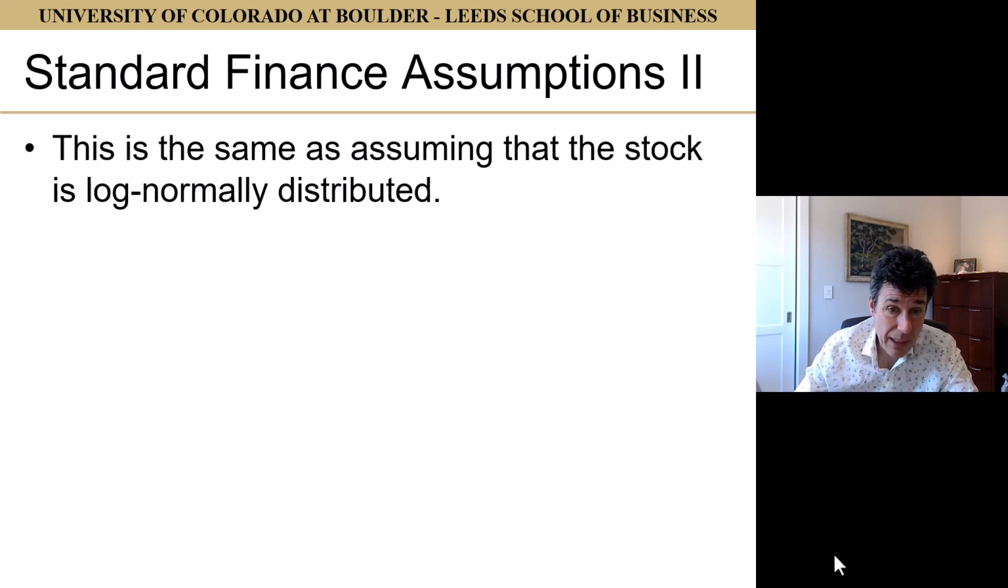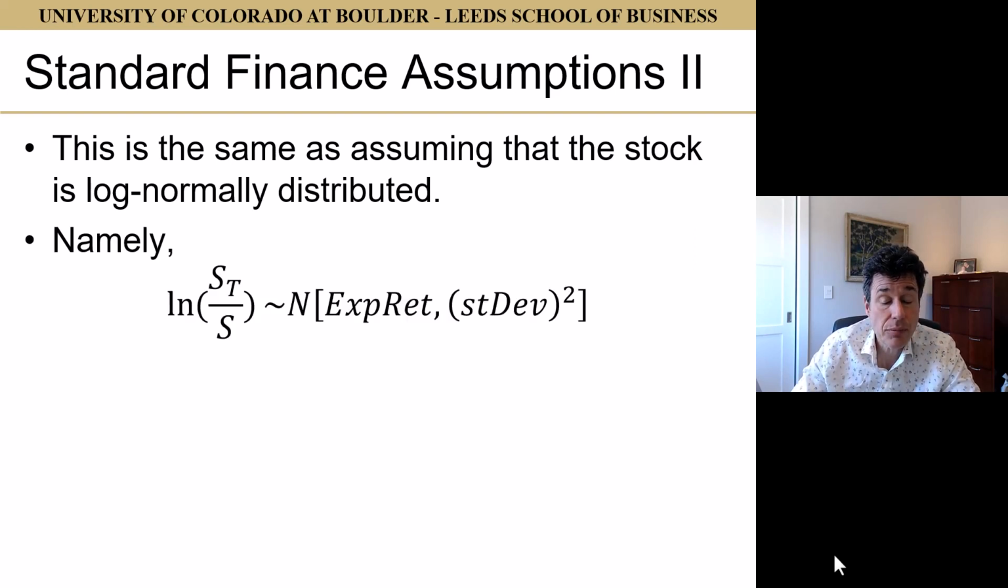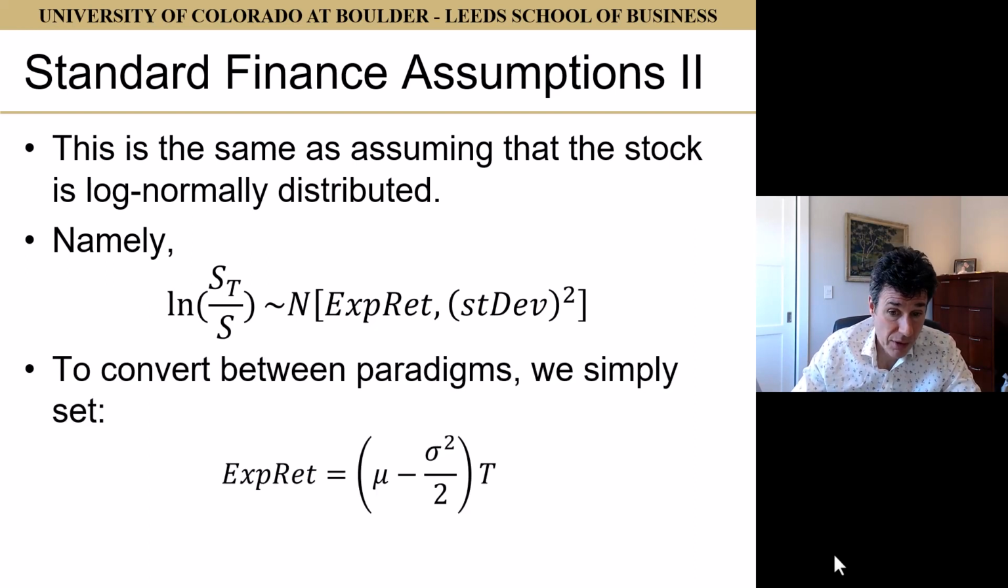So this is the same as assuming the stock is log normally distributed, where natural log of S_t over S is normally distributed with mean expected return, and variance standard deviation squared. So to convert, we simply set expected return equals mu minus sigma squared over 2 times t, and standard deviation equals volatility sigma times square root of t. So in order to do this, we find the volatility first by taking our standard deviation and dividing by square root of t, and then we can use that to find our expected drift.